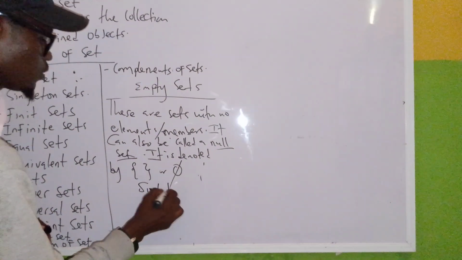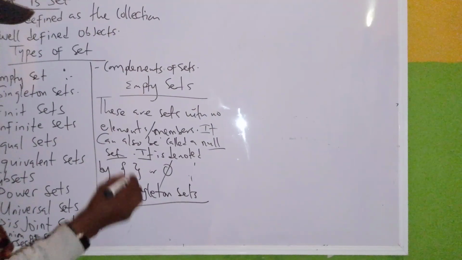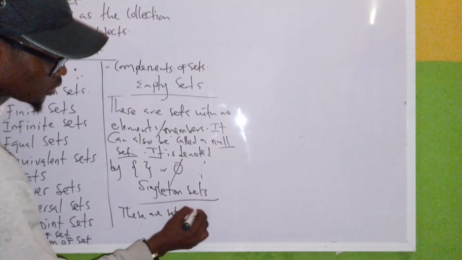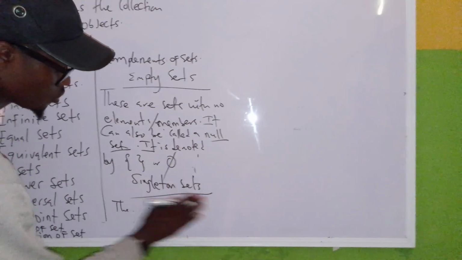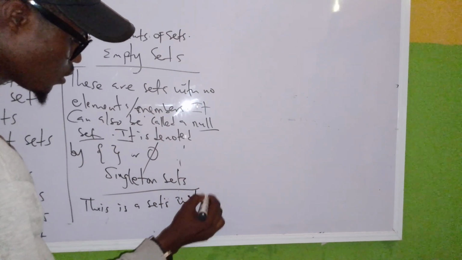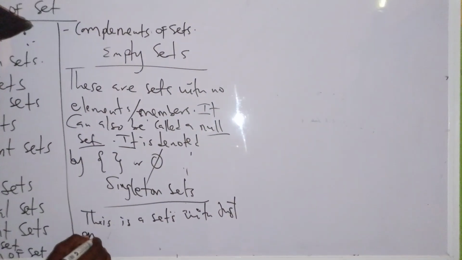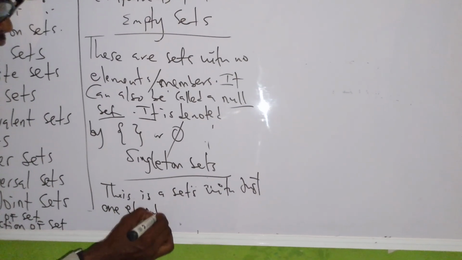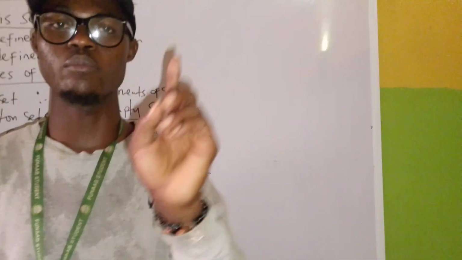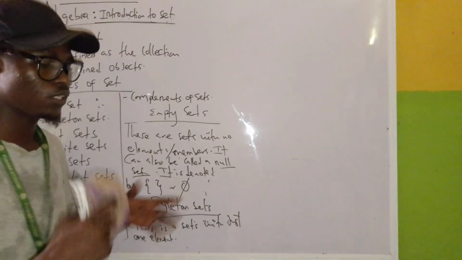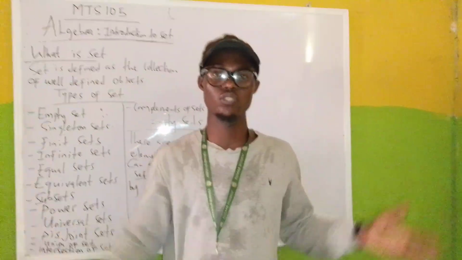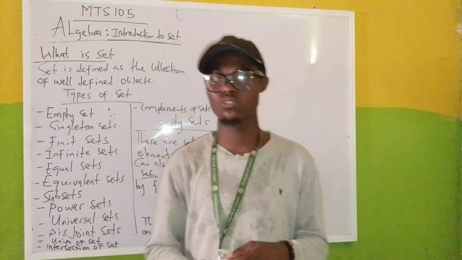Singleton set. These are sets with just one element. A set with just one element is what we call a singleton. For instance, the president of Nigeria is a singleton set. Nigeria as a whole is a universal set. So the president of Nigeria is a singleton set because it has one element.